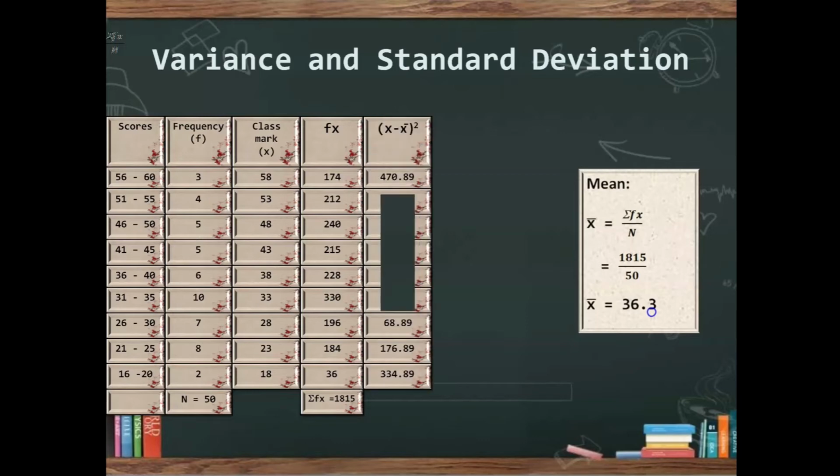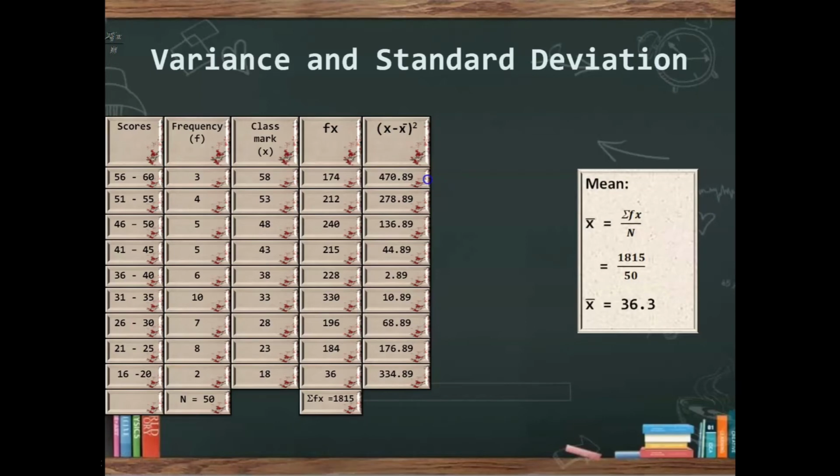The next column is (x minus mean) squared. How do I solve it? Our x is 58, then minus 36.3, then square. And the total is 470.89.